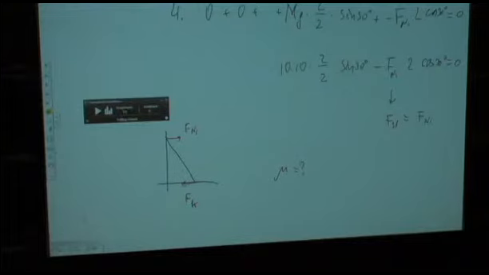Well, again, remember, the force of static friction can have any value between 0 and the maximum. So the force of static friction should be less than or equal to the coefficient of static friction times the normal force. Which one? Well, this one.